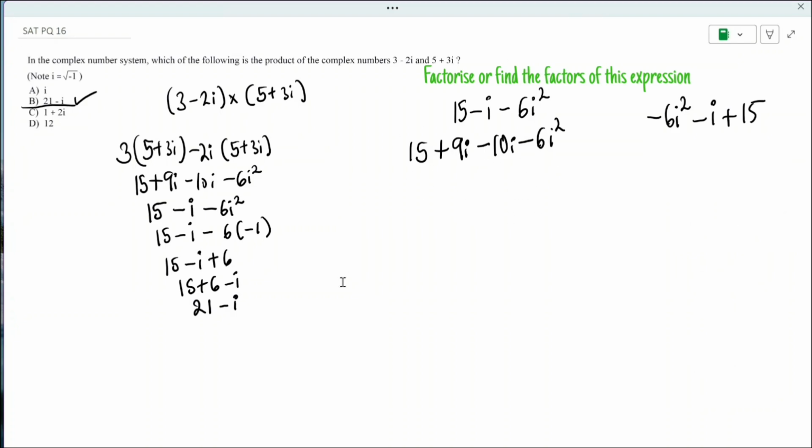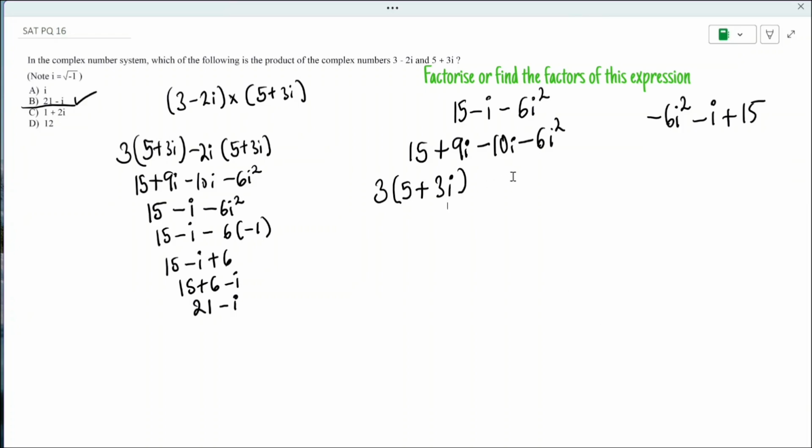We'll group them in twos. We'll take these two first. 15 plus 9i. What's common in them? You have 3 common in both of them. You can get 3 in 15 and you can get 3 in 9i. So we'll take out 3. Open your bracket. 3 in 15, or 15 divided by 3, you get 5. Plus 9i divided by 3. 3 in 3, 1. 3 in 9, 3. You'll be left with 3i. So you have 3i here, you close your bracket.